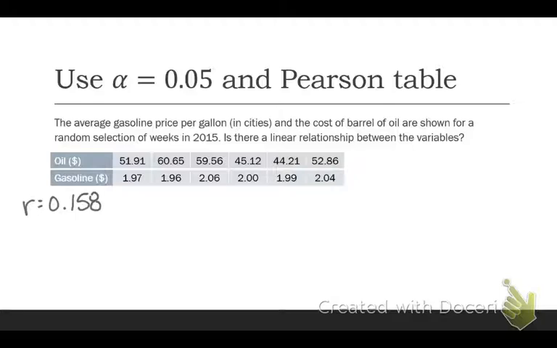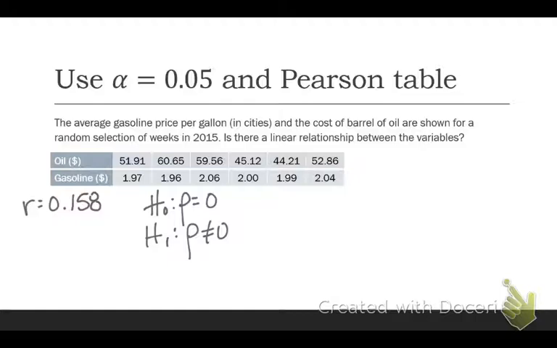Our null is going to be rho is equal to 0, or there is no significant difference, and the alternative is rho does not equal 0, so therefore there is a significant difference. All right, so now the next thing we have to do is go to our Pearson table, because that's what it asked for us to do next, and find our critical values.